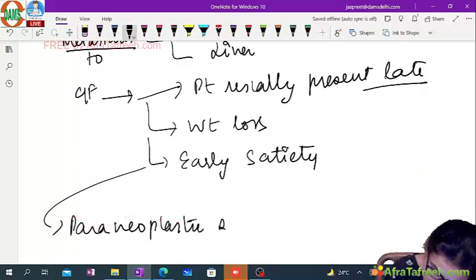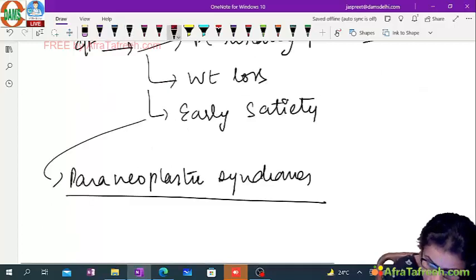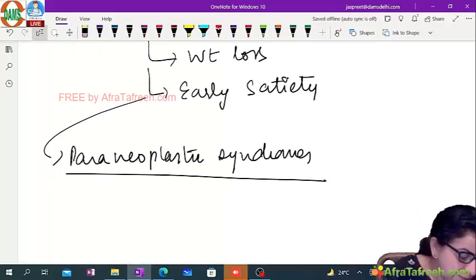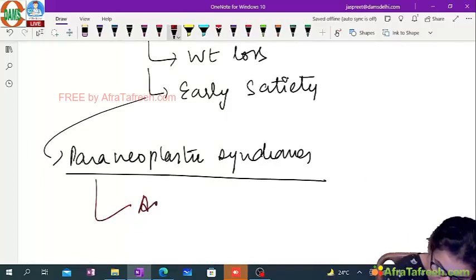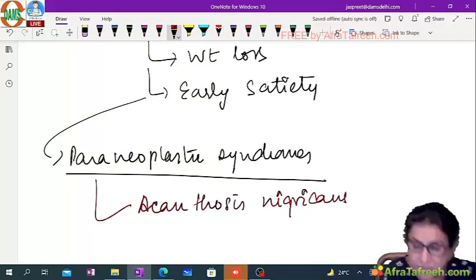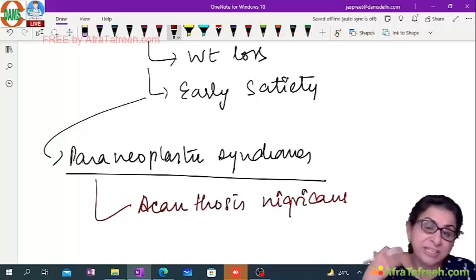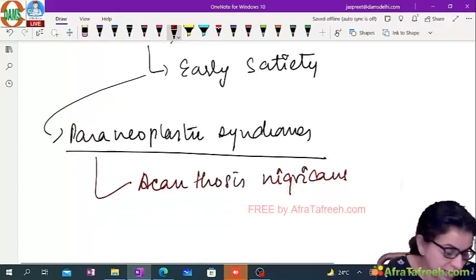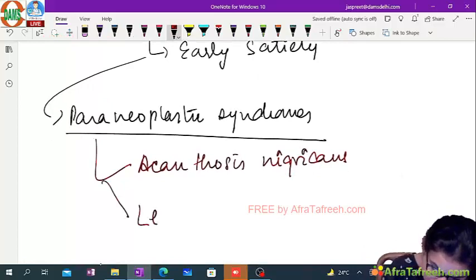Paraneoplastic syndromes. In the chapter of neoplasia, I have told you both these syndromes. Which are the two paraneoplastic syndromes which patients with gastric cancer can present with? Number 1, acanthosis nigricans. What is acanthosis nigricans? Especially in the neck region, the skin becomes very thick and dark pigmented.